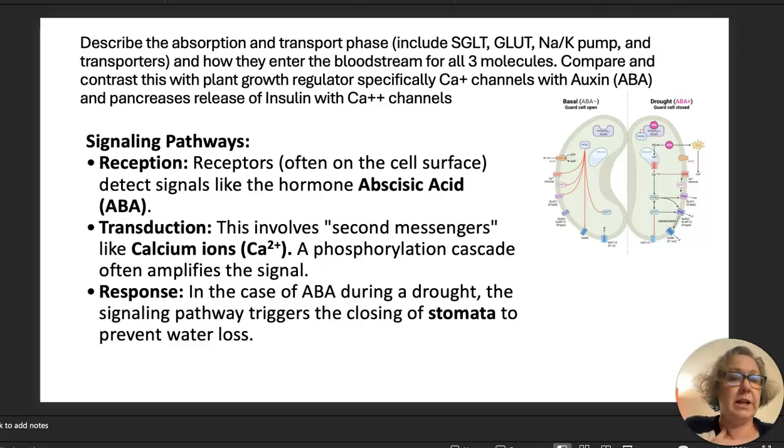Okay. Absorption phase. So some more transporters. Okay, here we have SGLT, sodium glucose transporter, GLUT, glucose transporter, and the sodium potassium pump. How they enter the bloodstream. And again, we're comparing their calcium channels. So we've got receptors looking for hormones like abscisic acid. Then there's the secondary messengers of calcium ions. And then that abscisic acid during drought or times with no water will actually trigger the closing of the stomata. We just had that in the last slide.